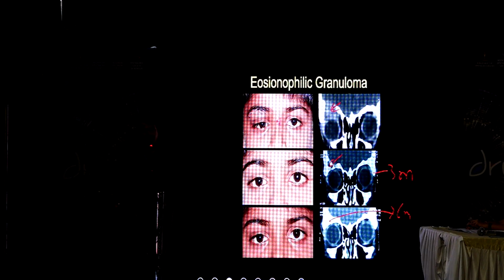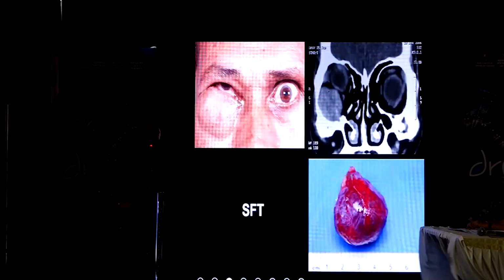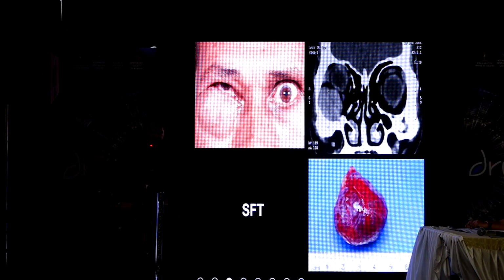So intraoperative diagnosis definitely has a role in the management of orbital tumors. One more patient with eosinophilic granuloma where the same protocol was followed. So we should go ahead and get intraoperative diagnosis whenever we have to use it for the benefit of the patient. The next is histopathology guided adjuvant therapy. This was a patient of solitary fibrous tumor. So any patient who has solitary fibrous tumor with cellular atypia gets external beam radiation because they have a high chance of recurrence, local tumor recurrence, despite it being a benign or a borderline lesion.